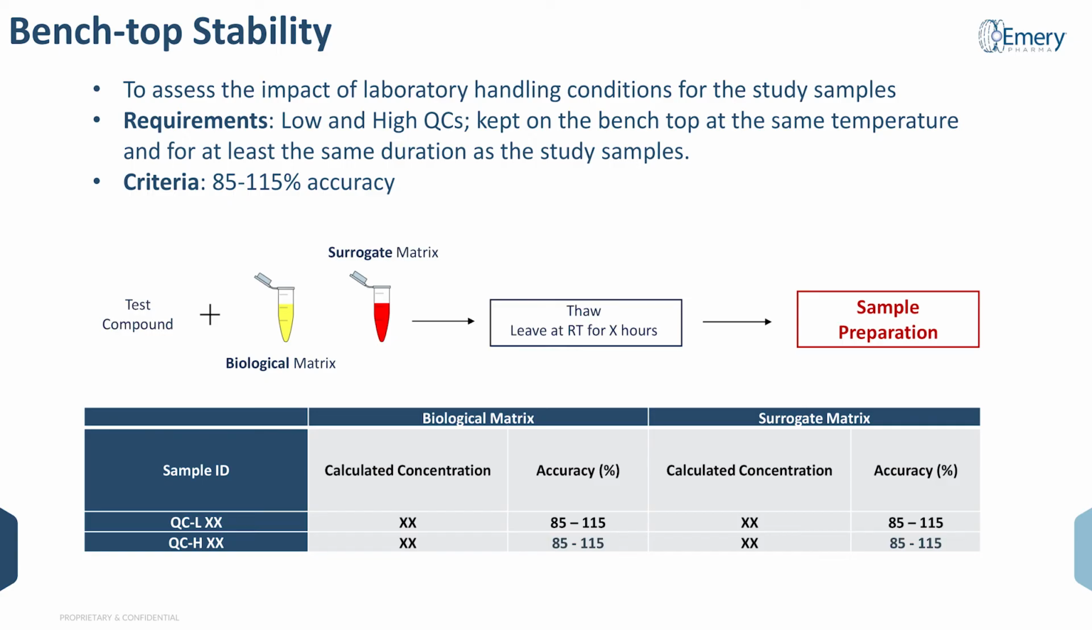So to do this, we spike our biological and our surrogate matrix with our test compound, we thaw it and leave it at room temp for X amount of hours depending on your sample preparation. Following that, you generate a table very similar to the other one I previously have shown, where you have your calculated concentrations at the low and high end and the accuracy for both the biological and a surrogate matrix.